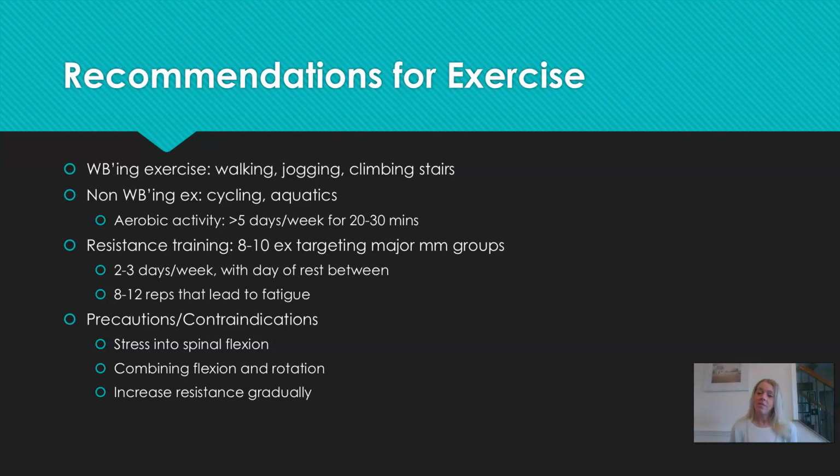Things to be cautious of with our patients with osteoporosis is that we want to avoid stressing into spinal flexion. If we flex their spine, that's going to put pressure on those vertebral bodies that are already potentially collapsing. So things like crunches, or that machine at the gym where they crunch forward, they shouldn't do that one. We also don't want to flex and rotate at the same time, again, because of the force that's going to put on the vertebral bodies that are already weak. It's totally okay to do resistance exercise, but again, increase that resistance gradually. Don't do too much too quickly, because we could potentially injure them that way.